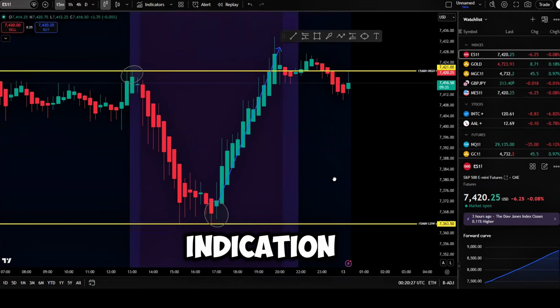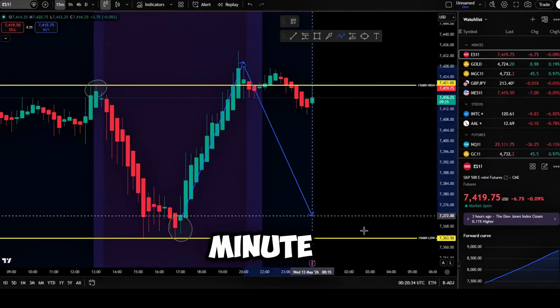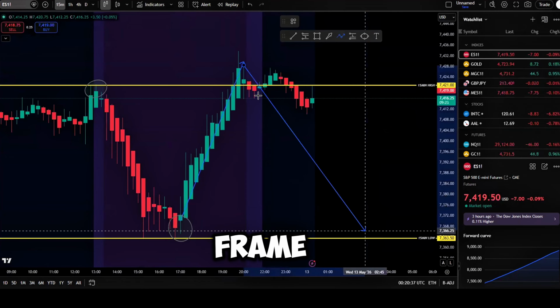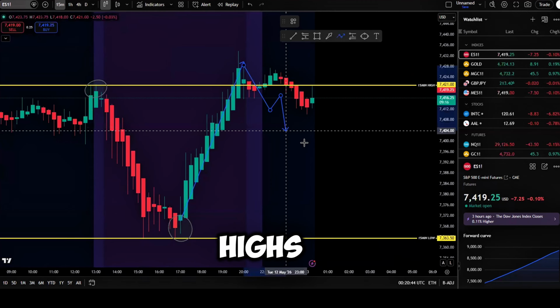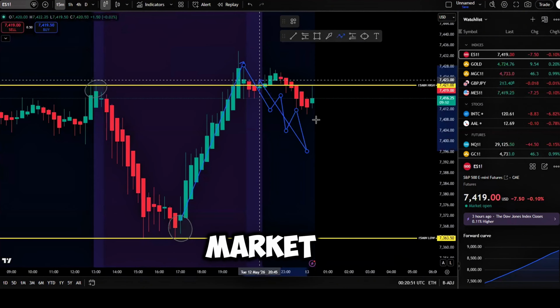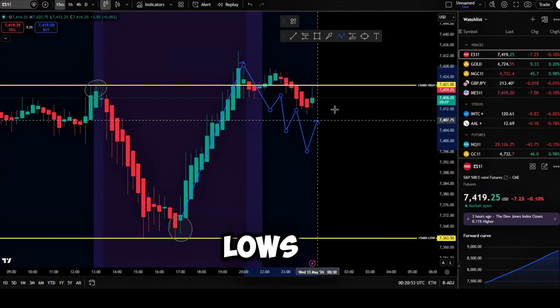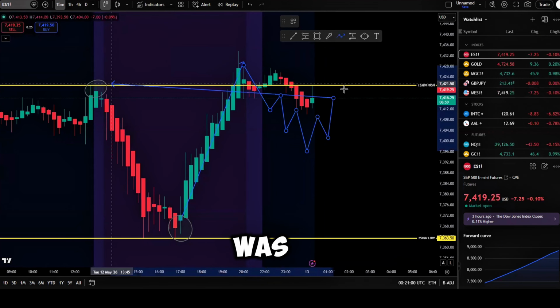Now that I know I have my indication, I know eventually price is going to correct, and we can correct as far as going all the way back down to this 15-minute low. On the 5-minute time frame, what I'm going to see is price making lower highs, lower lows, lower highs, lower lows. And then, of course, once that 5-minute switches from making bearish market structure to bullish market structure, we're going to start making higher lows and higher highs. And then my entry will be confirmed once I'm back above where that 15-minute high was broken.